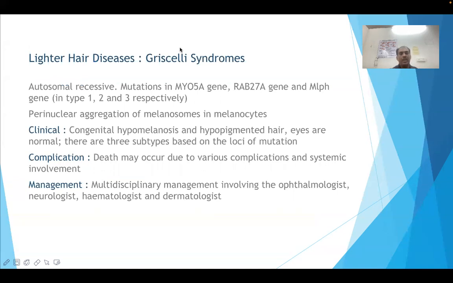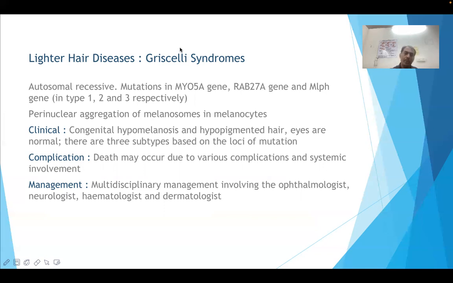Another disease is the Griscelli syndrome, which is also known as the lighter hair diseases, which is autosomal recessive in inheritance. Several genes such as MYO5A, RAB27A have been implicated. There is a perinuclear aggregation of melanosomes in the melanocytes, and clinically this disease manifests as congenital hypomelanosis and hypopigmented hair. The eyes are normal, and this helps us to distinguish this from albinism because there the hair, the skin, and eyes all are affected.